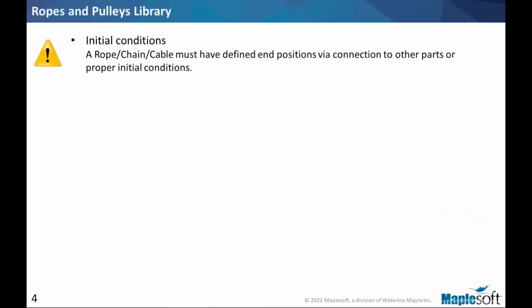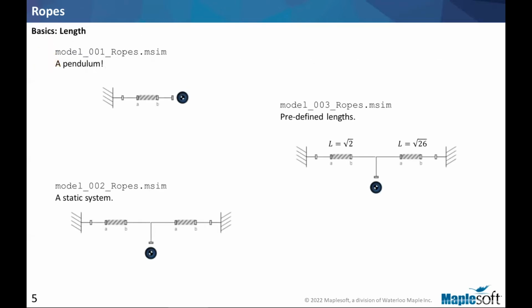The one thing to note, and this would be kind of embedded in all the examples that I have included in the package that Rochelle mentioned, is that when we're using ropes, chain, and cable, we have to make sure that either end is defined properly, and that could be either fixing it to another part or giving it an initial condition. So the first examples that I have talk about the basics, the length, and how that would work.